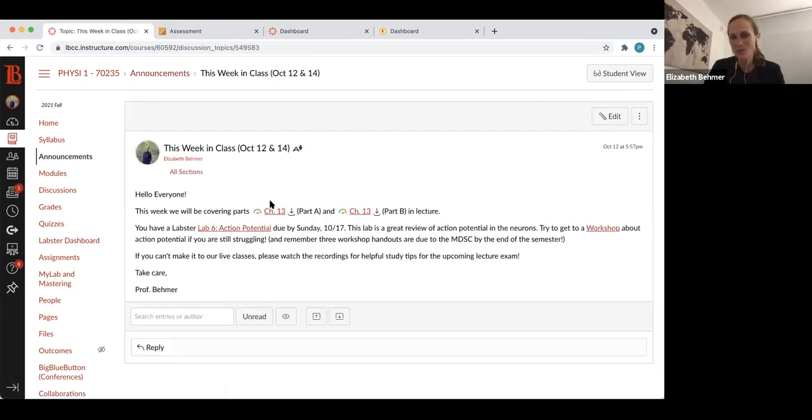I mentioned we would go over chapter 13, parts A and B, but I forgot that we still need to cover the second part of chapter 12. So tonight we're just going to focus on that second part of chapter 12, and we'll start chapter 13 on Thursday. We have plenty of time to get through chapter 13. We still have a whole other week before your next lecture exam. So tonight we're doing part 2 of chapter 12, the central nervous system, so brain and spinal cord.